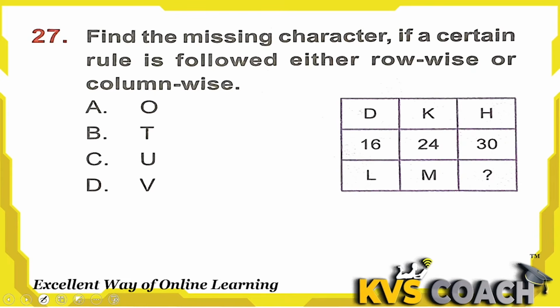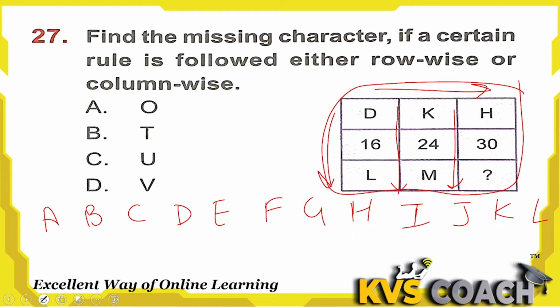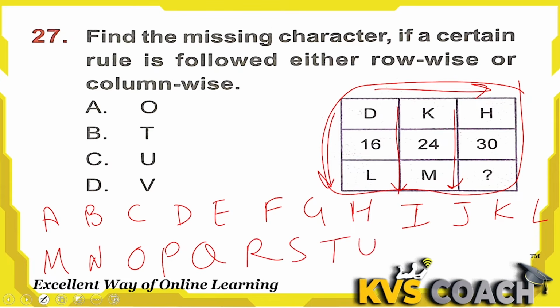Next question is, find the missing character if a certain rule is followed either row wise or column wise. You can see the question here. There is a relation between the rows or columns, but I think the relation is between the rows only. Let's see. Before this, we have to write the A to Z alphabets. A, B, C, D, E, F, G, H, I, J, K, L, M, N, O, P, Q, R, S, T, U, V, W, X, Y, and Z.